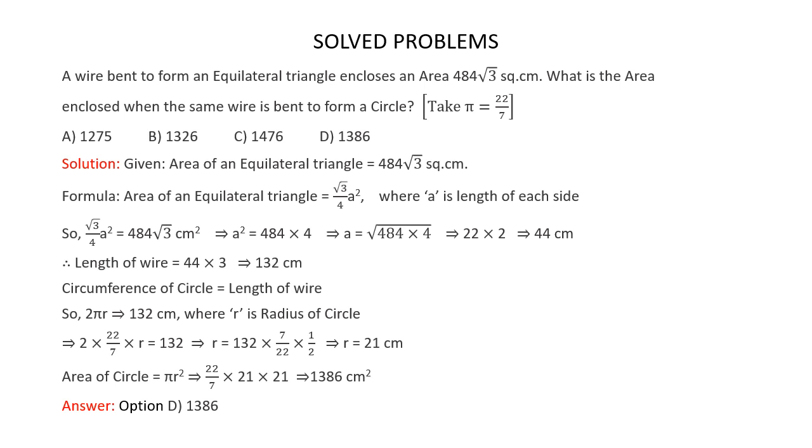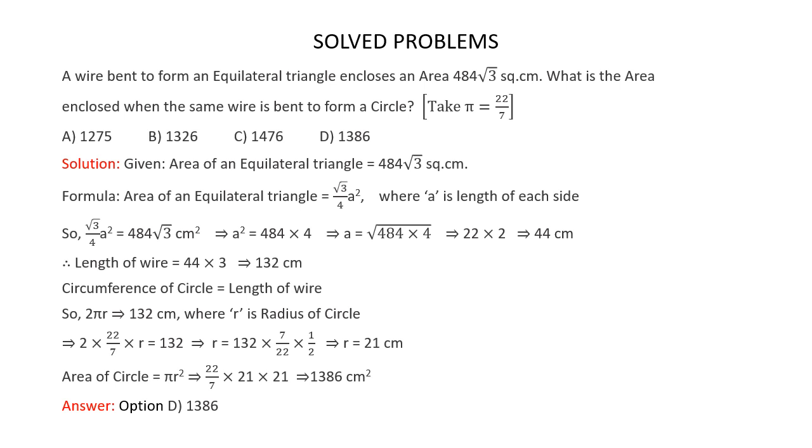So here you are asked to find the area of the circle. We know that the area of the circle is equal to pi r squared and the value of pi is given as 22 by 7. So if we know the value of r, that is the radius of the circle, then we can easily find the area of the circle. So let's find the radius of the circle using the given information in the problem.